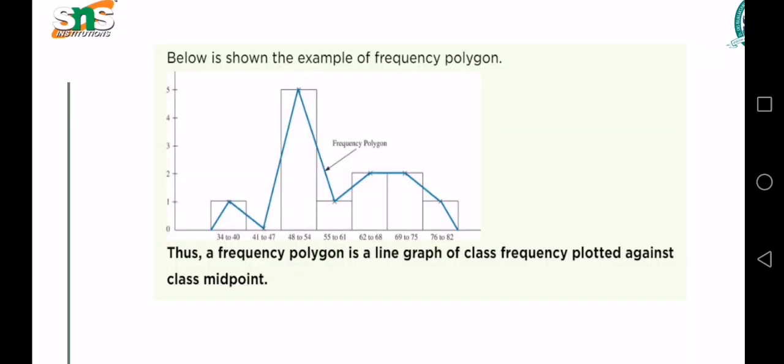Here is the example for frequency polygon. First we draw the bar diagram and then we take the middle points and draw the lines for this.